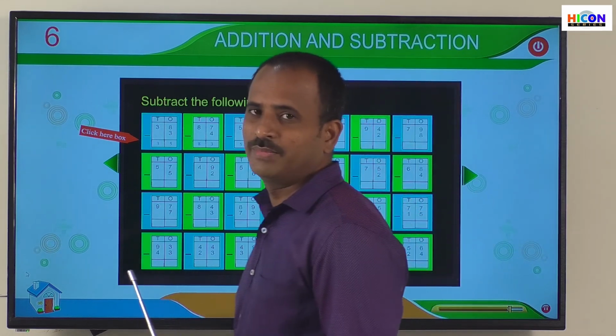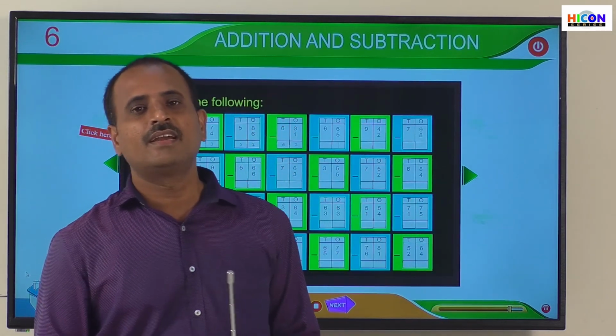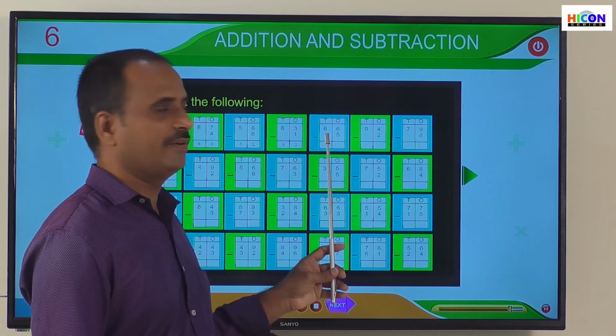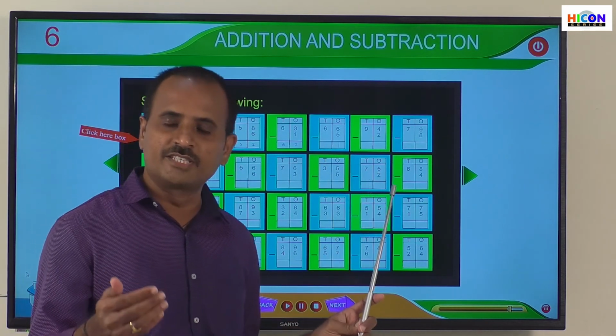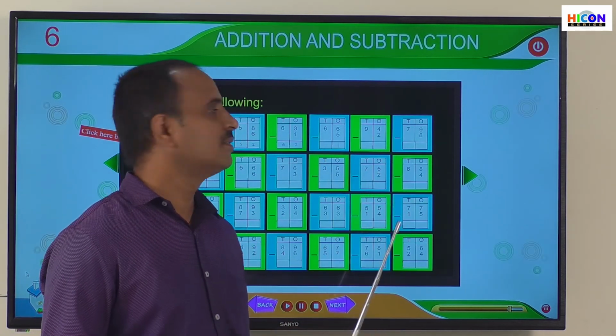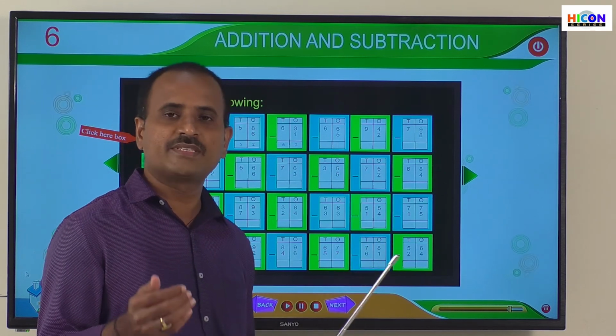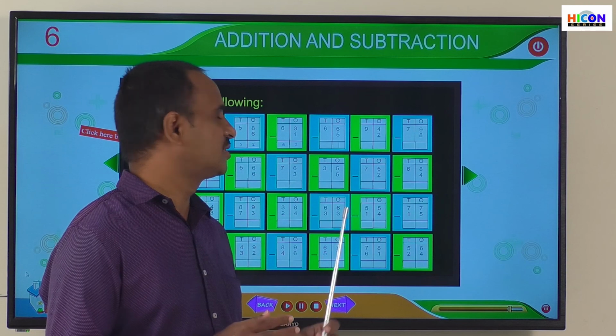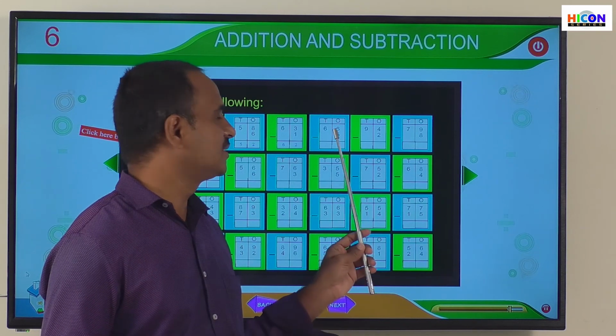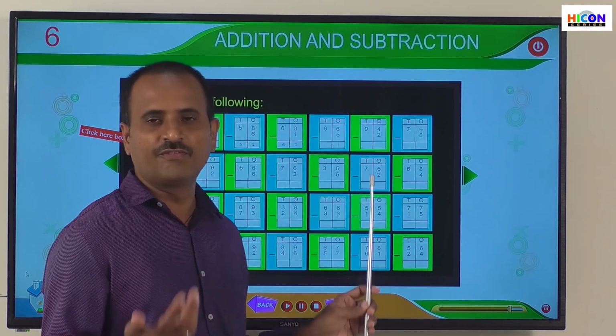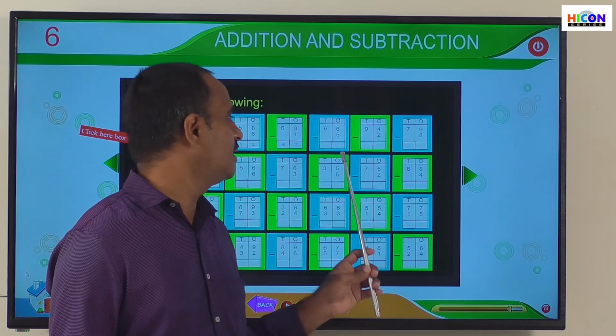So what is the first number here? 66. And what is the second number? 5. So now subtract the digits present in the ones place first. What are the digits in the ones place? 6 and 5 are present in ones place. So 6 minus 5 means open 6 fingers and close 5 fingers. The remaining fingers will be the answer.